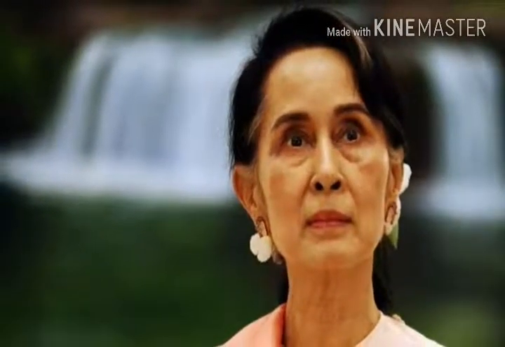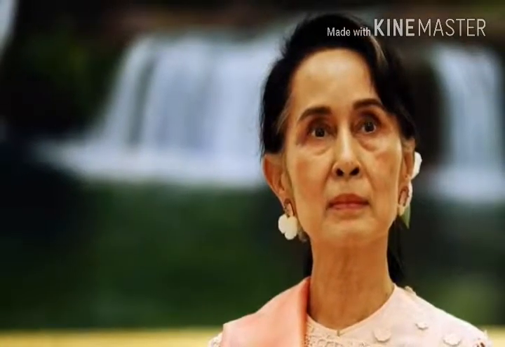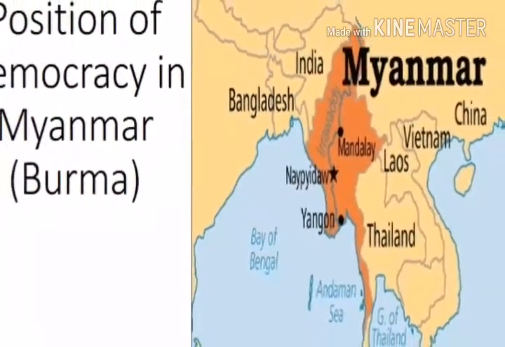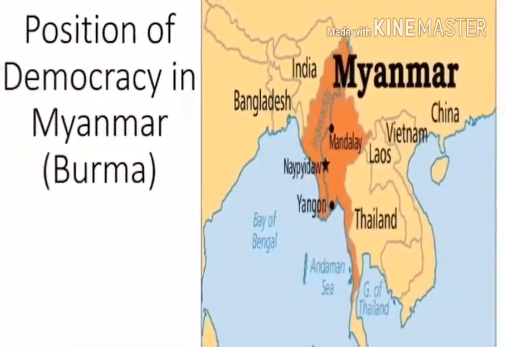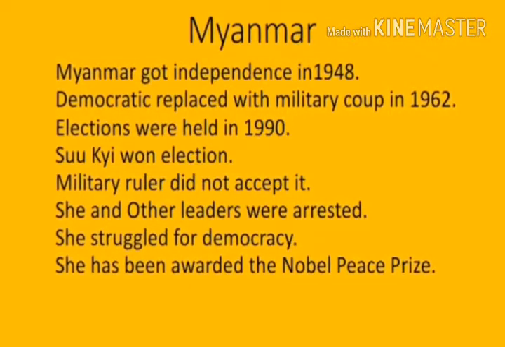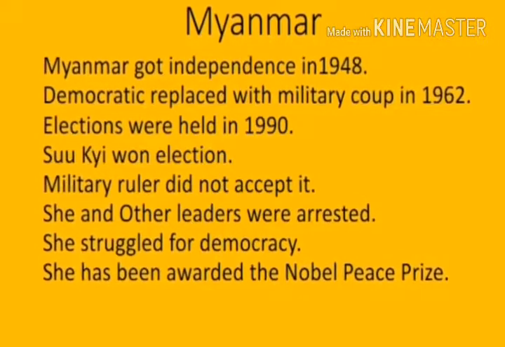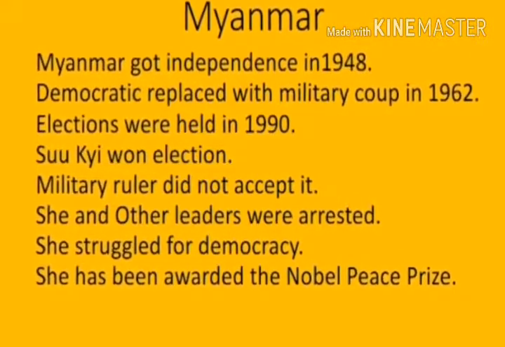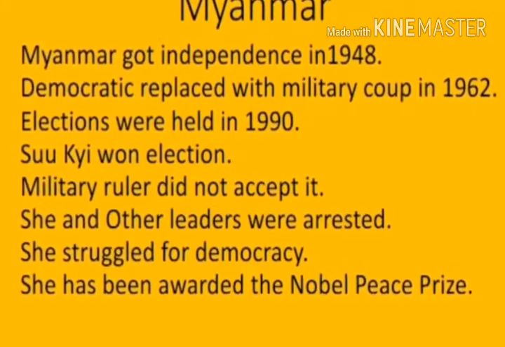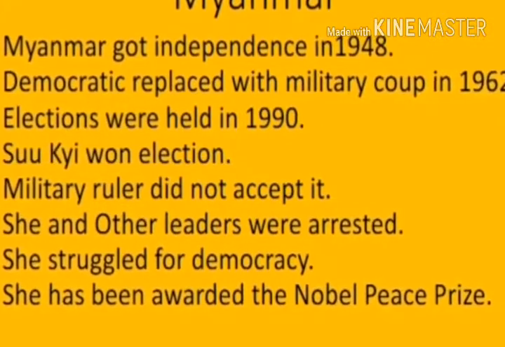Myanmar got independence in 1948. Democratic rule ended with a military coup in 1962. Student, in 1990, elections were held and Suu Kyi won the elections, but the military ruler refused to accept the election result. Student, Suu Kyi and other political leaders were arrested. Suu Kyi is still under house arrest, but she struggled for the democracy.